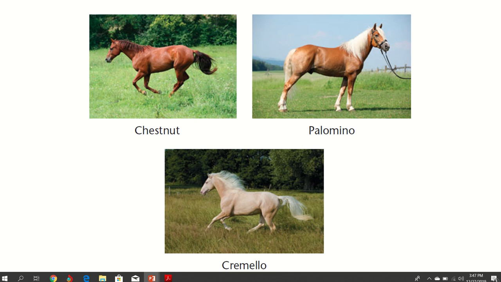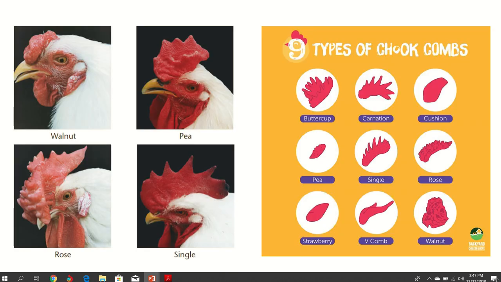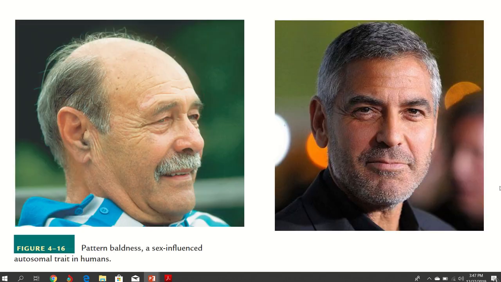So we have here different fur coats of horses: chestnut, palomino, and cremello. Next we have different combs of chicken. Looking at the left side, we can see walnut, pea, rose, and single. And on the right side, you can see some other combs of chicken, different varieties. Also in humans, we have pattern baldness on the left side and no baldness at all on the right side.